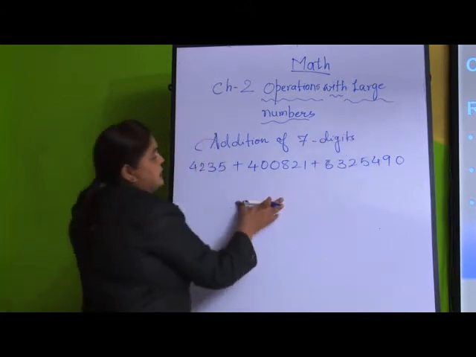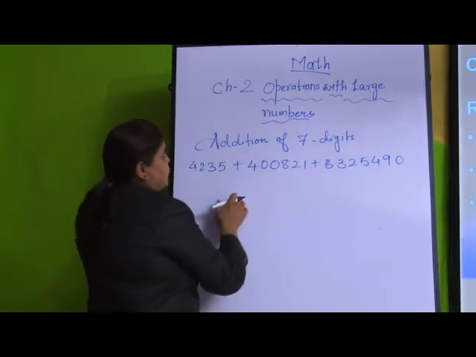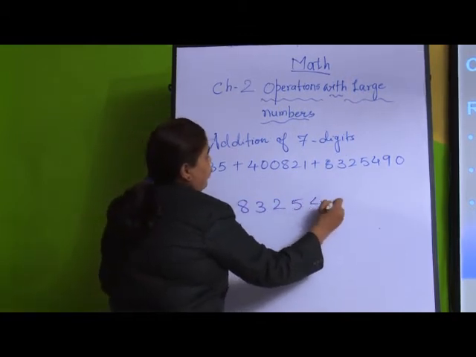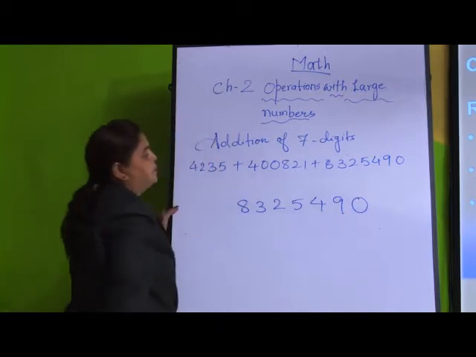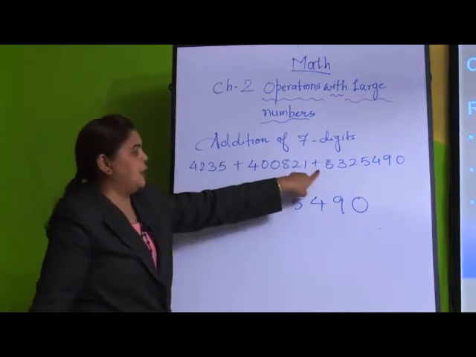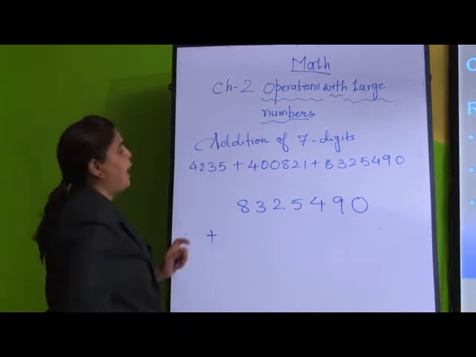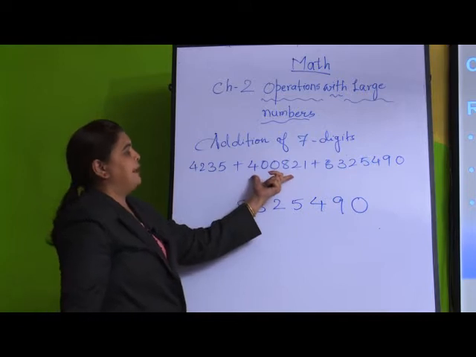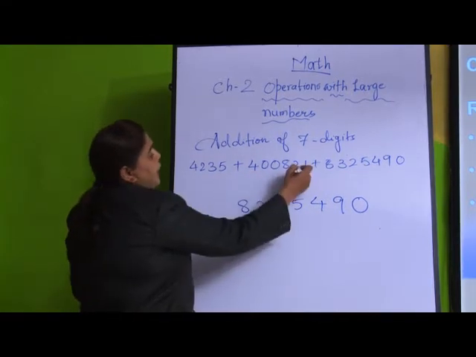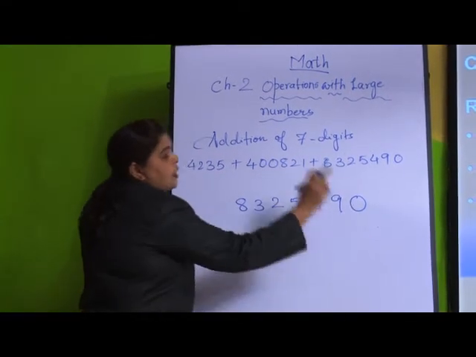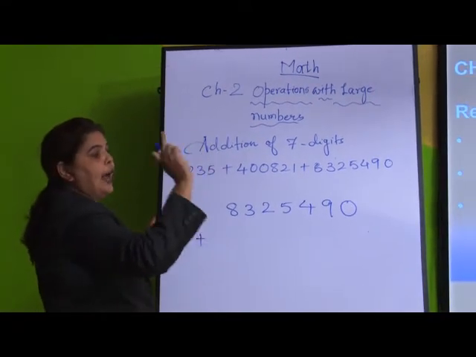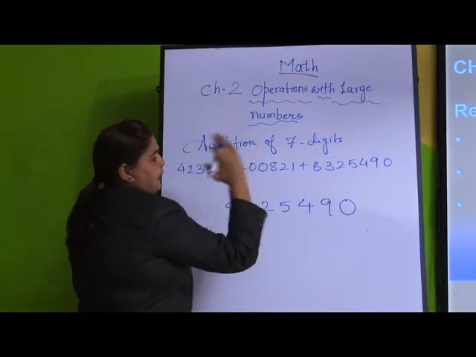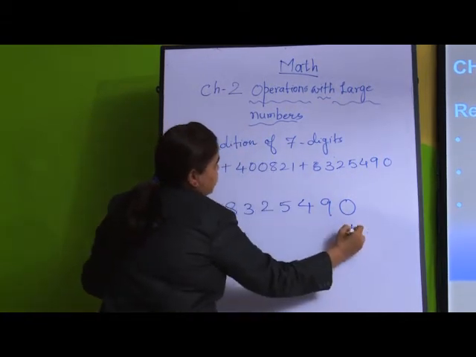So, what I will do? I will write first the largest number of these, which is 8325490. My operation is addition. So, I will put the sign of addition, then I have one more number, 2 digits smaller than that, this number. So, again I have to start with ones. Always remember, when you are doing addition, subtraction, multiplication, we have to start from our right hand side. So, again I will start here as 1.